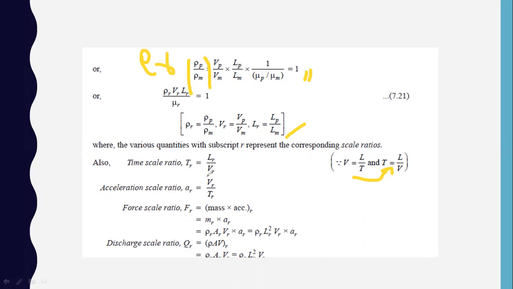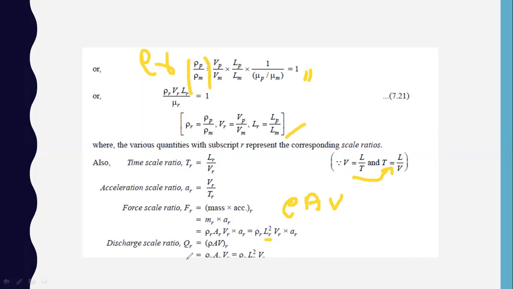For acceleration, we divide by TR. For force scale ratio, force is mass into acceleration, therefore mass ratio into acceleration ratio. For mass ratio, we will have rho into area into velocity, so this is the mass flow rate. Therefore, rho R into AR into VR; instead of AR, we will replace it with the help of LR, that is the length ratio, and then multiply with the acceleration ratio.